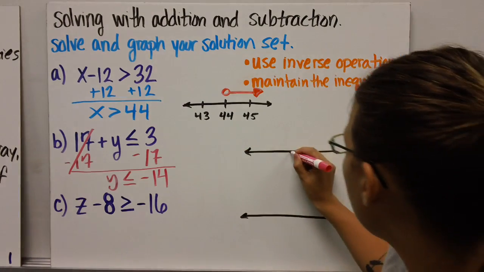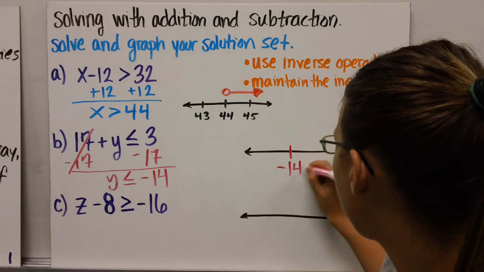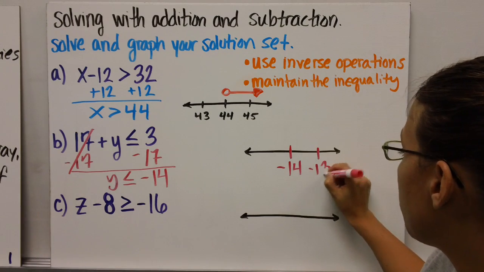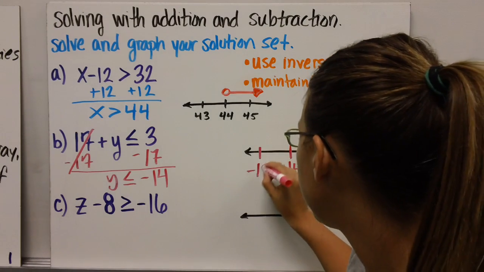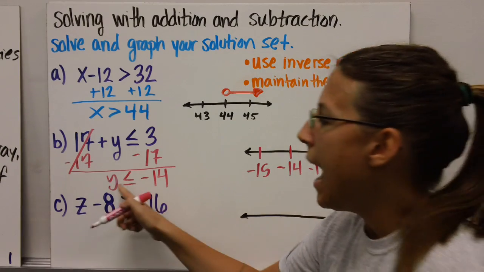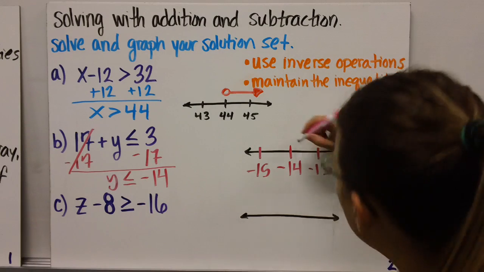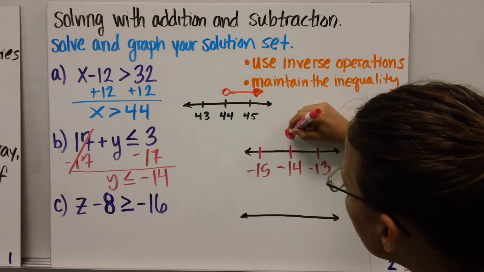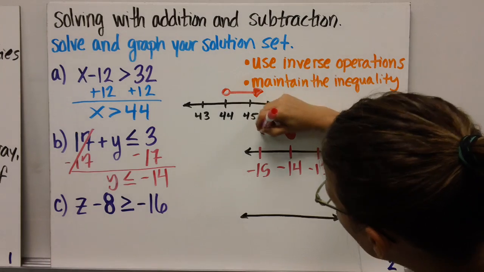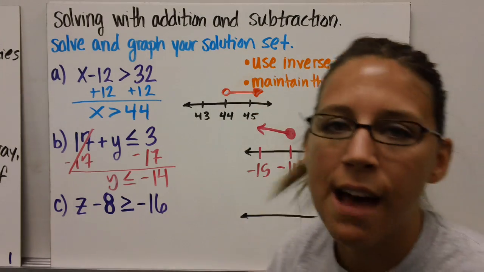So I come over here and I say, well, I need to graph that. Negative 13 is greater than, negative 15 is less than negative 14, and I am graphing everything that's less than or equal to negative 14. Because it's less than or equal to, I fill my circle in and I go to the left. Not up, but to the left.